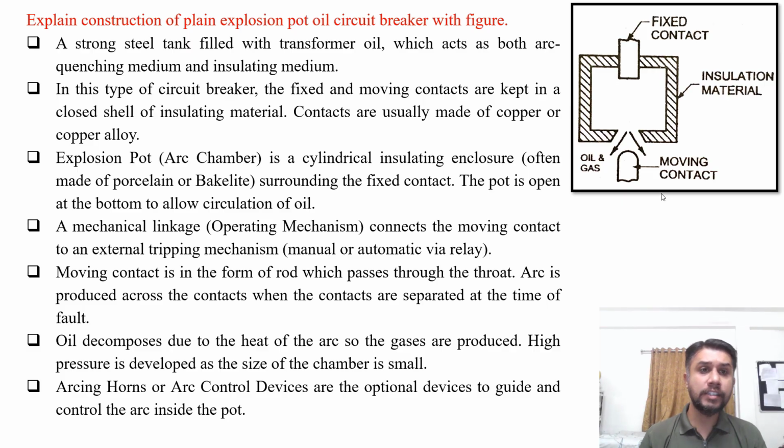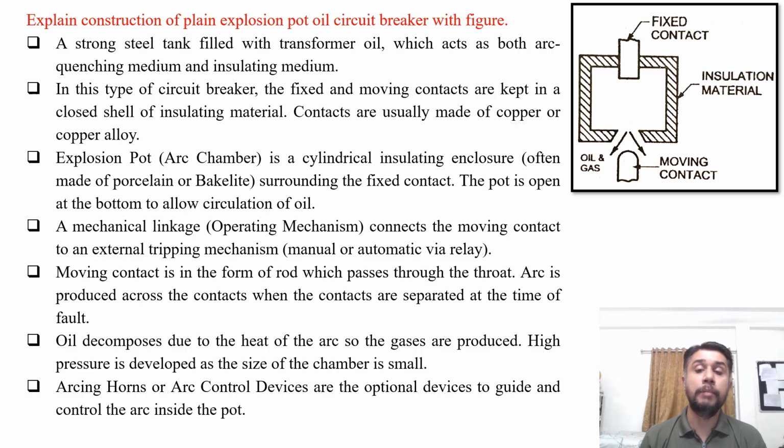Explain construction of plain explosion pot oil circuit breaker with figure. So in the figure you can visualize the plain explosion pot oil circuit breaker, one of the simplest constructions of the oil circuit breaker. A strong steel tank filled with transformer oil, which acts as both arc quenching medium as well as insulating medium, is filled.